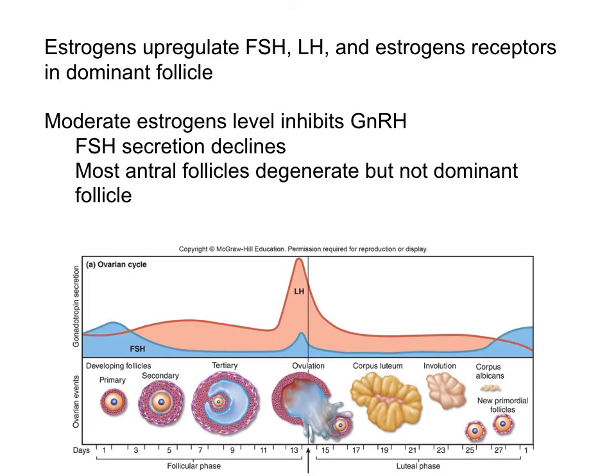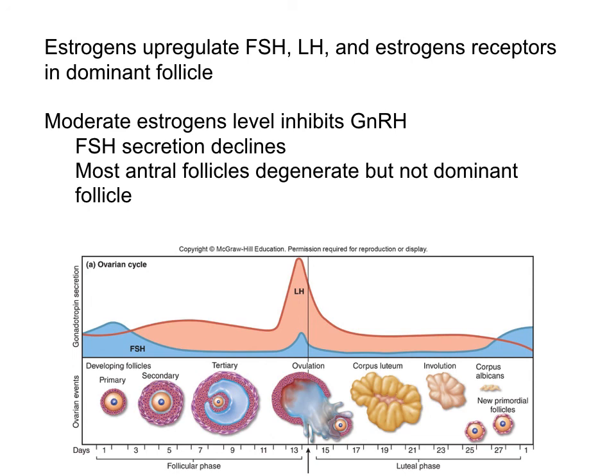Now, in the ovary, estrogens are going to cause upregulation of follicle-stimulating hormone, luteinizing hormone, and estrogen receptors in the dominant follicle. Now, moderate levels of estrogens are going to inhibit gonadotropin-releasing hormone. This leads to a decline in follicle-stimulating hormone production by the anterior lobe.